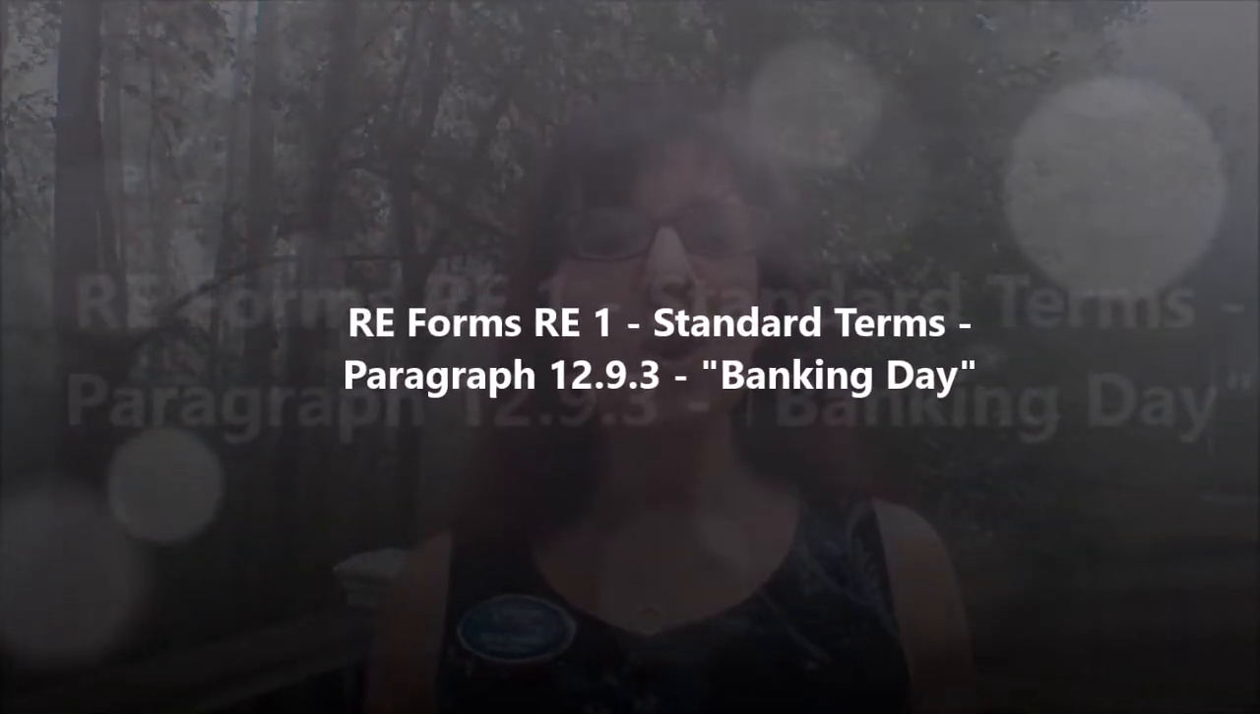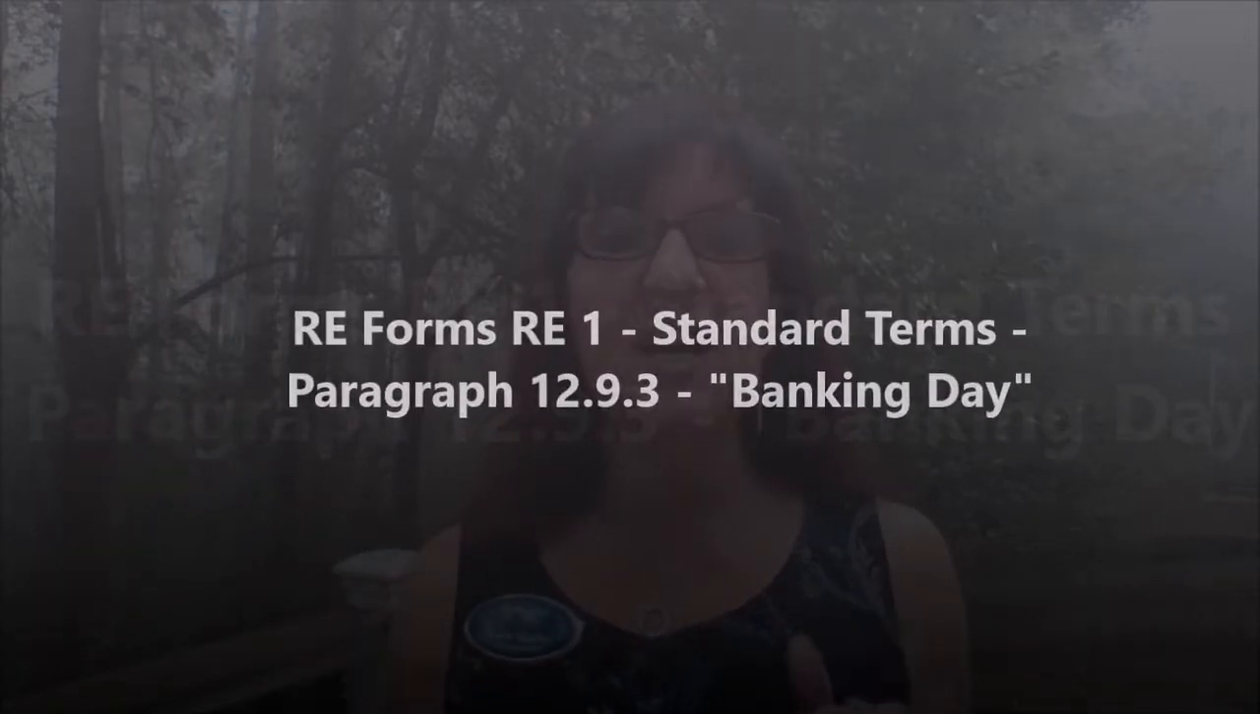In the RE Forms contract package under the standard terms, which is RE1, it also defines a banking day. In paragraph 12.9.3, the RE Forms package states a banking day is Monday through Friday, excluding federal holidays. So that is all good and well, but where do I get the definition of a day when it just says day, to mean a calendar day, the full 24 hours?